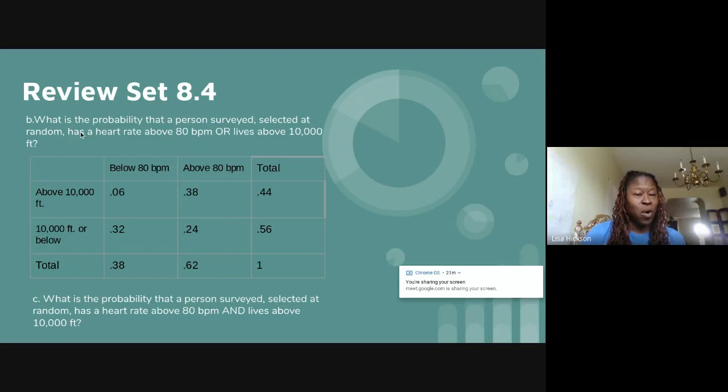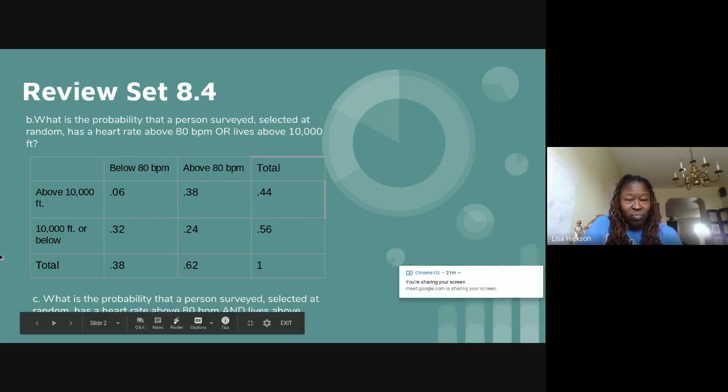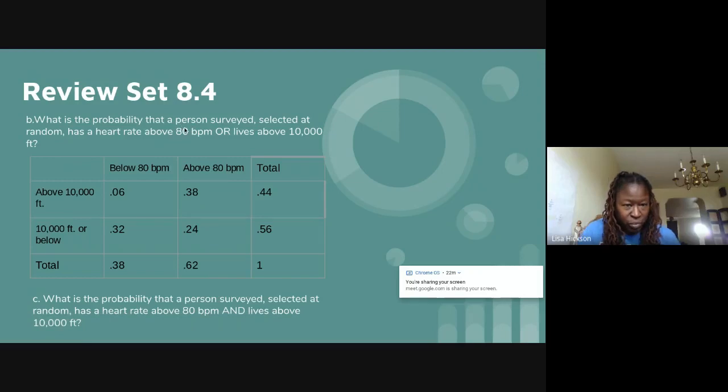We're looking for people in the survey who have a heart rate of 80 beats per minute. Again, we're in our graph. Where would we find this value? The number of people or the percentage of people who live above 10,000 feet.